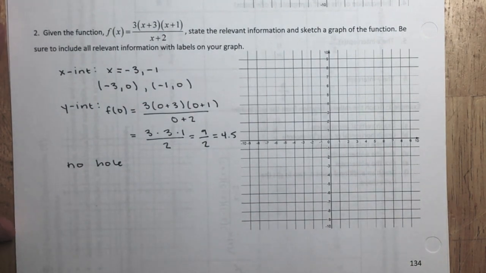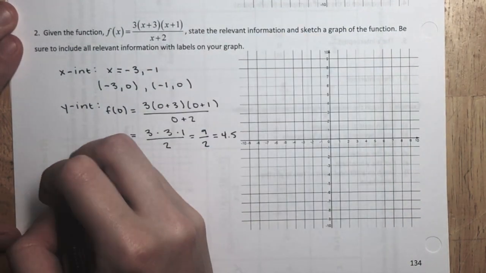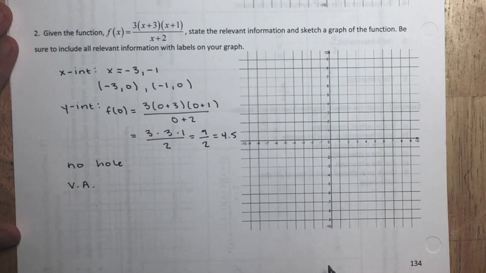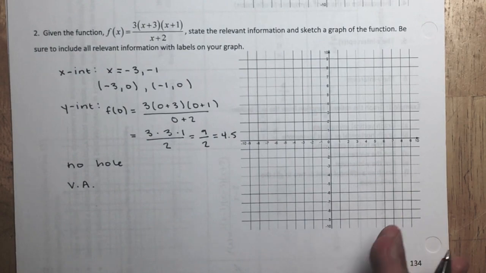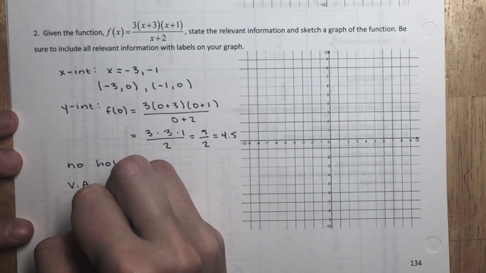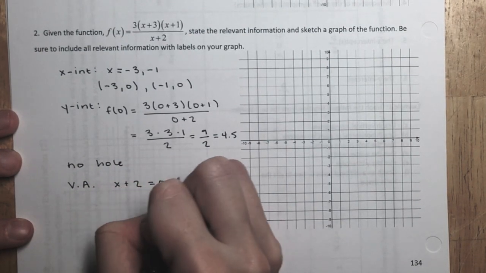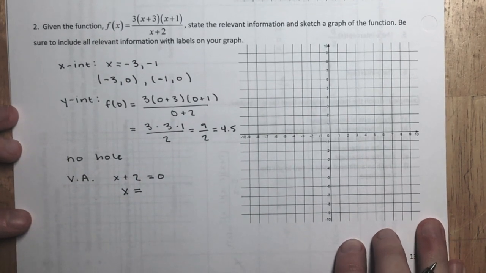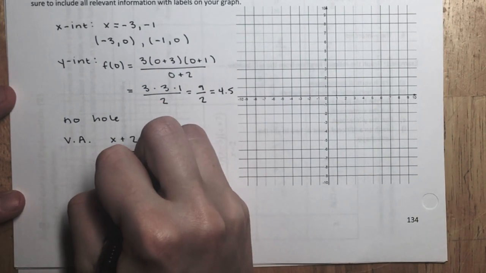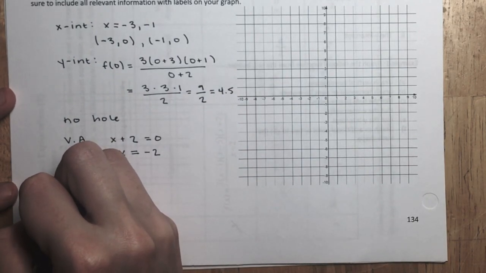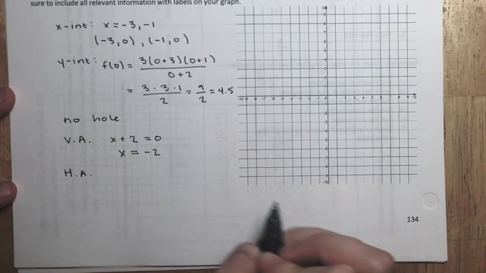All right, now all that's left is asymptotes. So let's look for a vertical asymptote first. Where do those come from? Well, we know that they're going to interrupt our domain, so we know it's going to come from the denominator. So x plus 2 equals 0. That means we have a vertical asymptote at x equals -2. Lastly, horizontal asymptote.